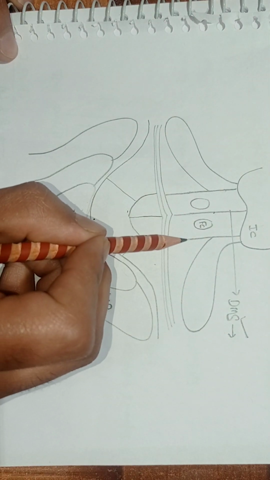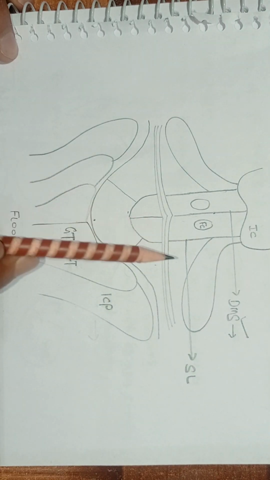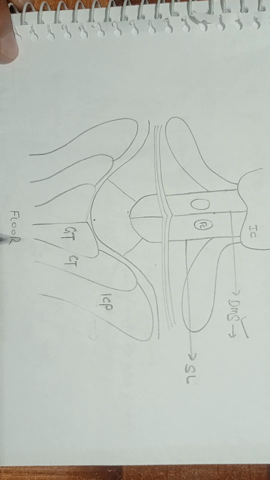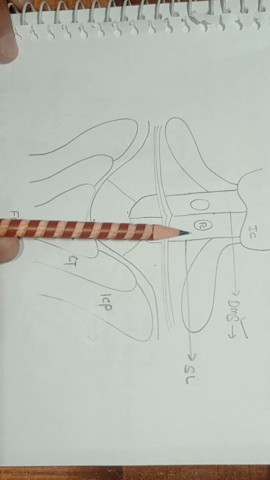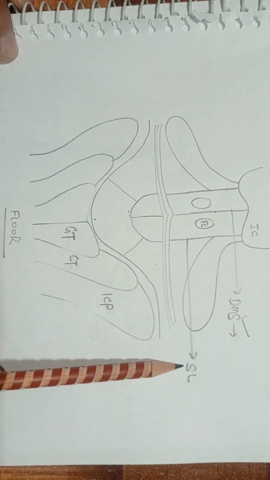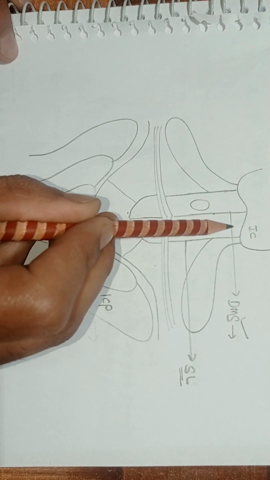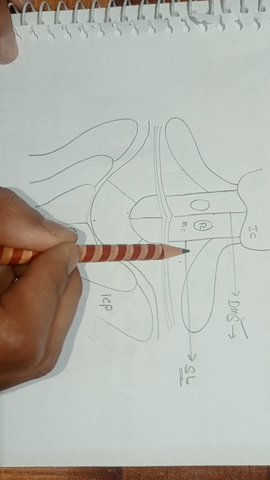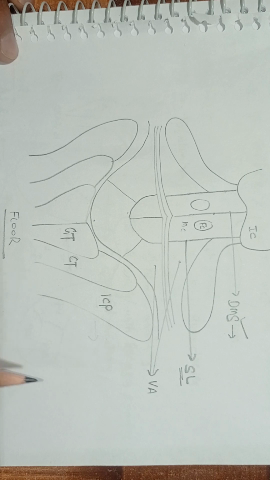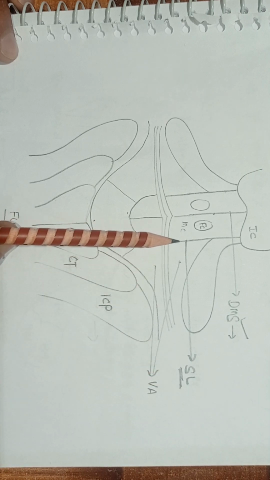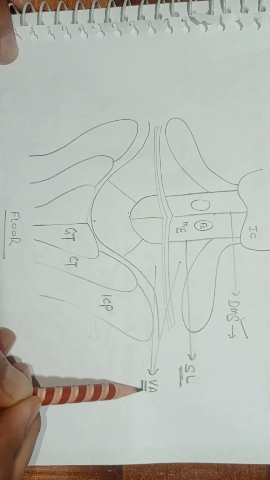Another line that we have here is called sulcus limitans. This line right here is sulcus limitans. Sulcus limitans divides one half of the floor. So this is the one half, and this is the other half. One half of the floor of the fourth ventricle is divided by sulcus limitans into median eminence, this part right here, and vestibular area, this part and this part. So we can say the sulcus limitans divides one half of the floor of the fourth ventricle into median eminence and vestibular area.